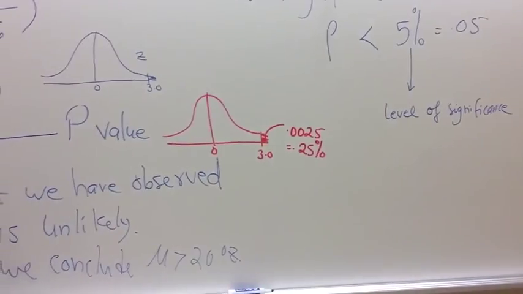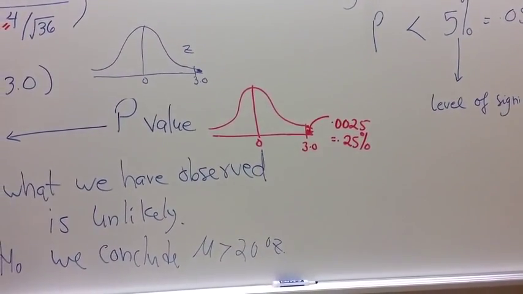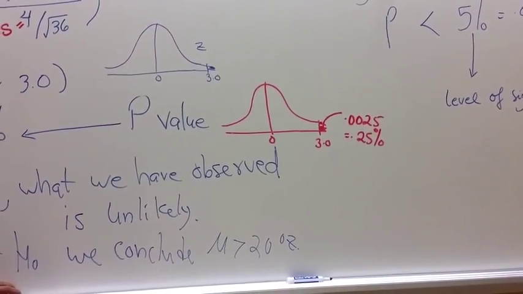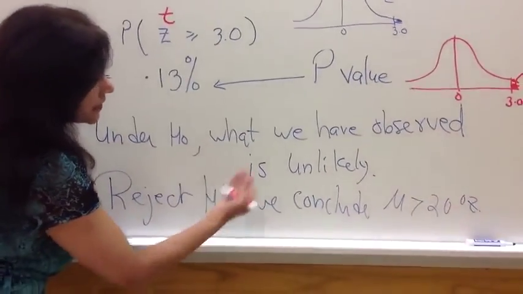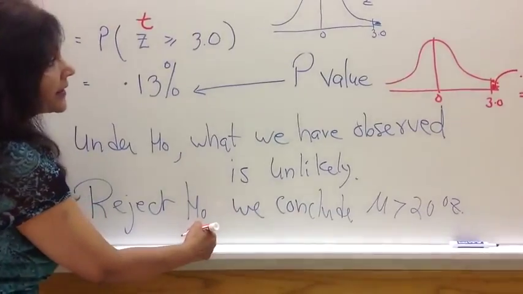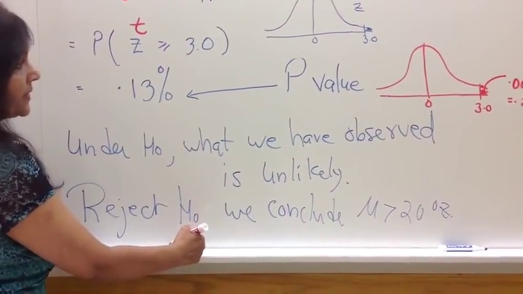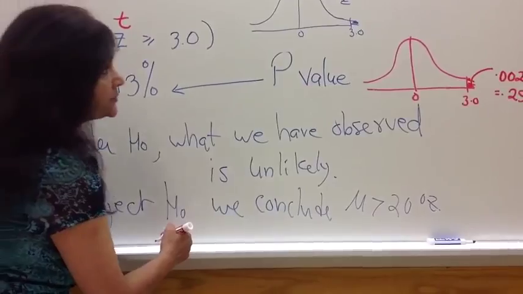Is this probability low? Yes, it is low, lower than 5%. So our decision will still be the same. What we have observed under the null hypothesis is highly unlikely, so the null hypothesis should be rejected.